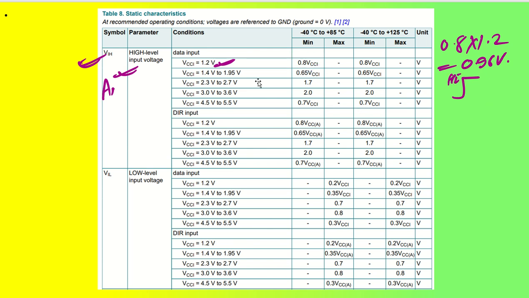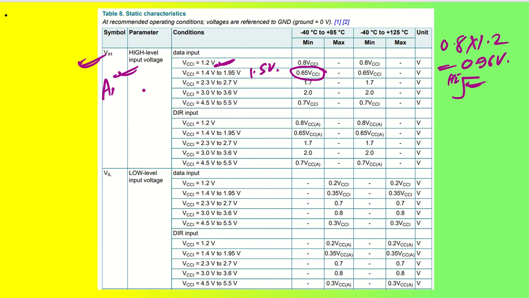Similar to that, let us say the input voltage is between 1.4 volt and 1.95 volt. Let us say you give 1.5 volt as input voltage on the A side. Then if it is 0.65 times VCCI, only then will it be considered as high, otherwise not. Similar to that, for VCCI 3 to 3.6 volt, let us say 3.3 volt logic, you have to give a minimum of 2 volt, and only then will it be considered as high. For 5 volt, you can see 0.7 times VCCI we have to give, otherwise it will not be considered a high signal.